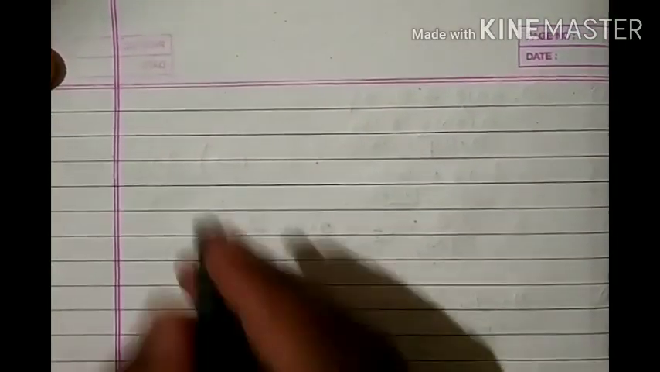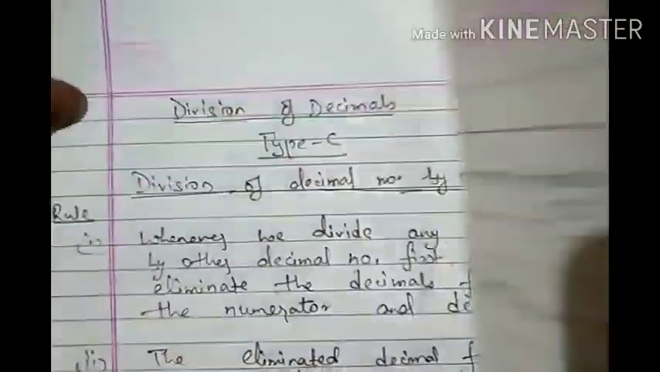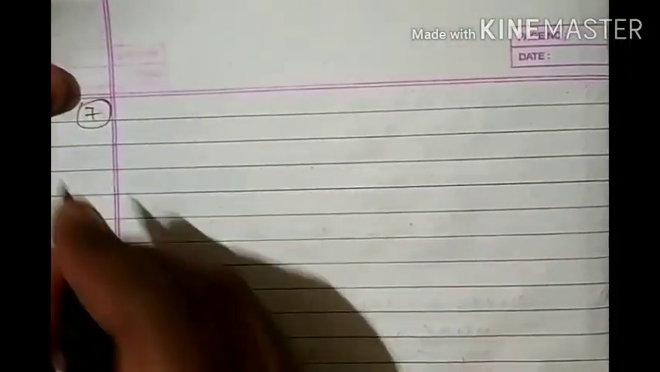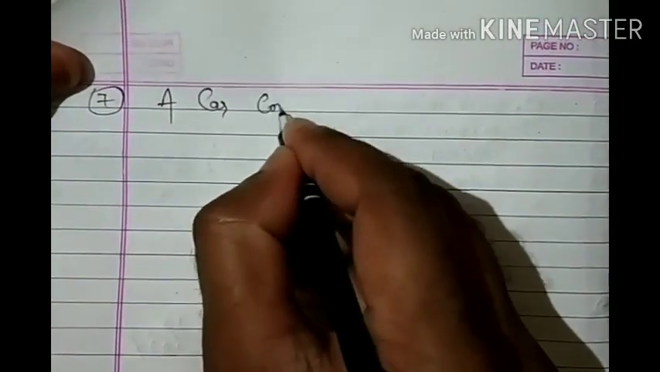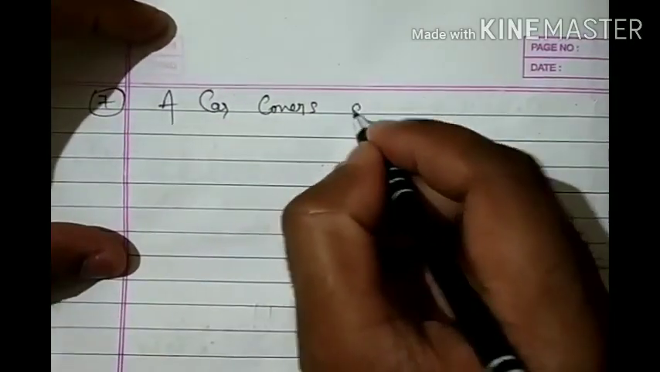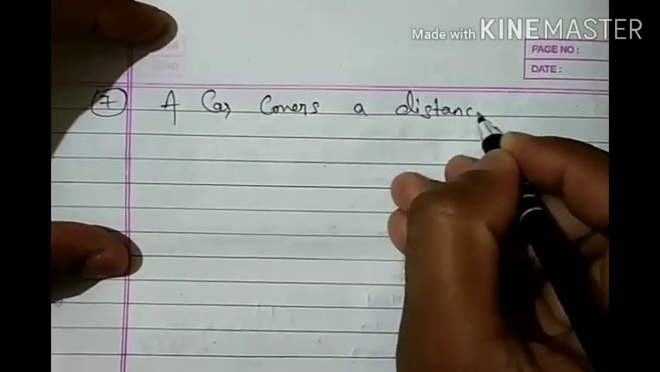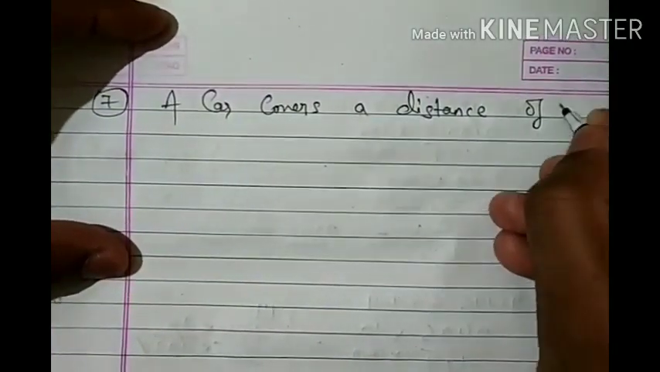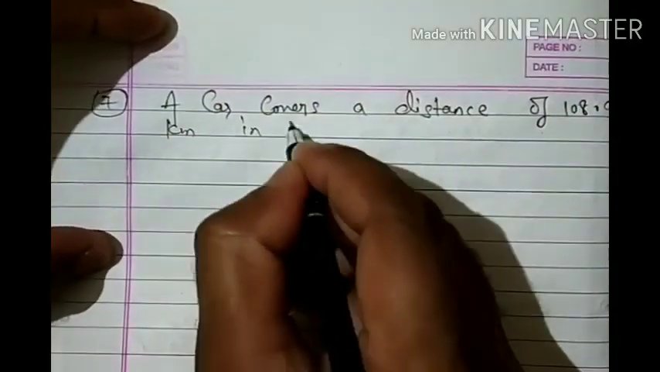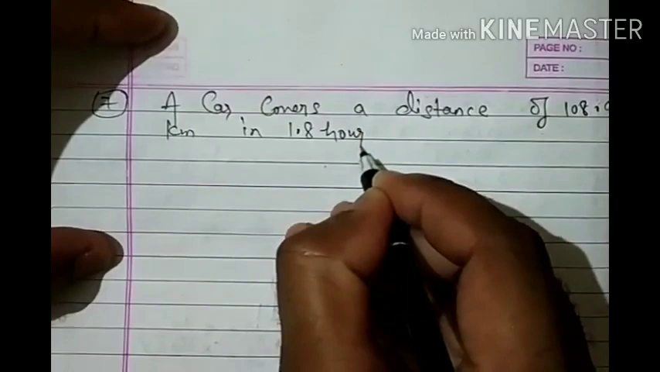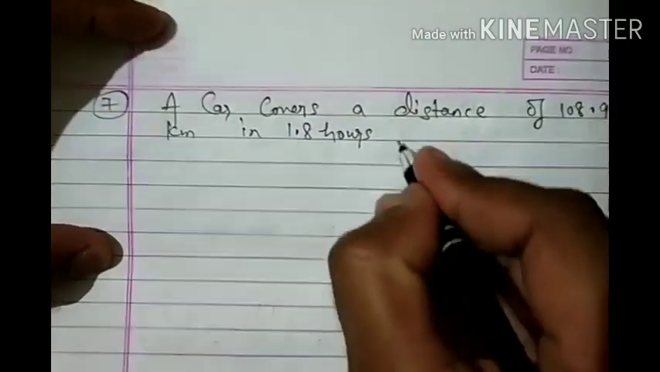Now let's take a few more examples as word problems. The first question is question number 7, example 7. A car covers a distance of 108.9 kilometer in 1.8 hours. What is the average speed of the car?